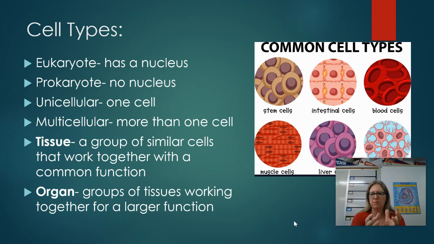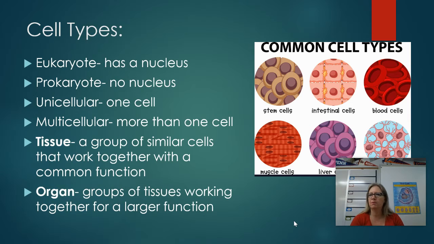You might have an organism that's made up of multiple cells, but those cells actually collect together and perform similar functions. You can have several similar cells working together. That would be considered a tissue, okay? You can have lots of tissues working together, performing a larger function, and that would be considered an organ.